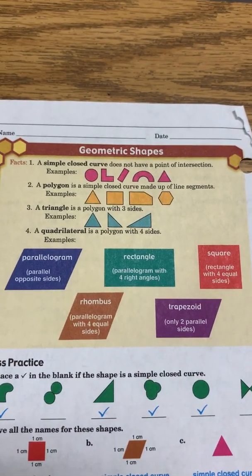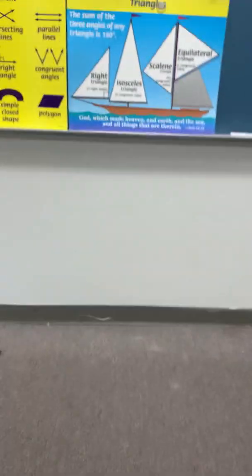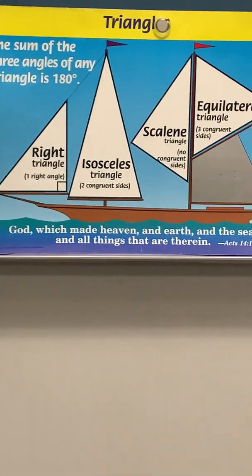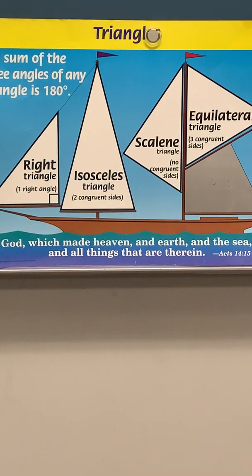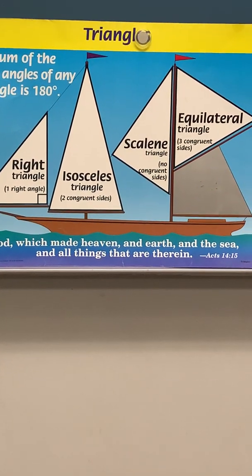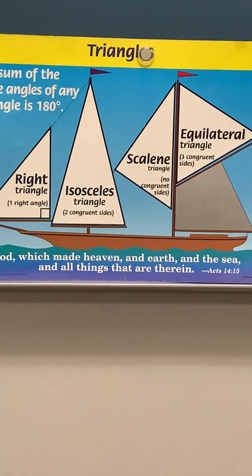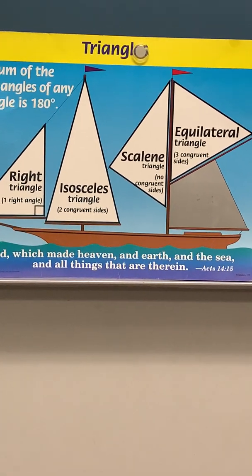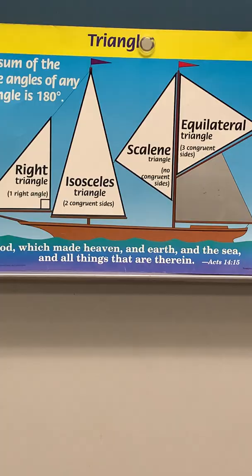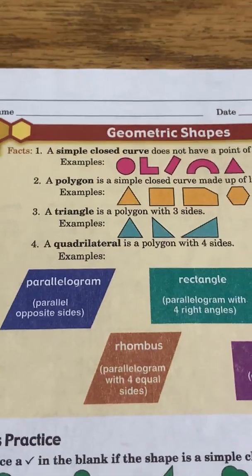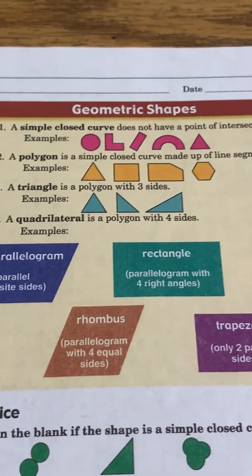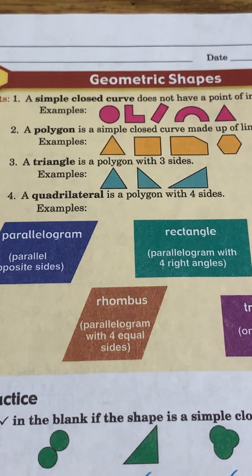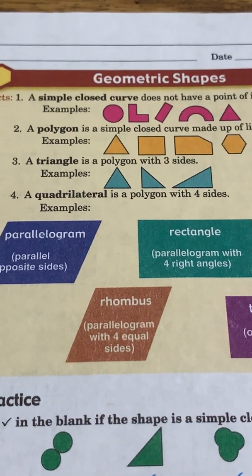A triangle is a polygon with 3 sides. So you can have different sizes like right, isosceles. All of those are different types of triangles, so I'm not that particular, but you know the names of those. It's just that you have to know it's a 3-sided figure. Now, a polygon is a simple closed curve made up of line segments. And then a quadrilateral is a polygon with 4 sides.